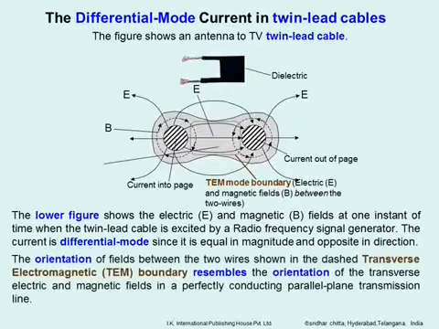The orientation of fields between the two wires shown in the dashed transverse electromagnetic or TEM boundary resembles the orientation of the transverse electric and magnetic fields in a perfectly conducting parallel plane transmission line.